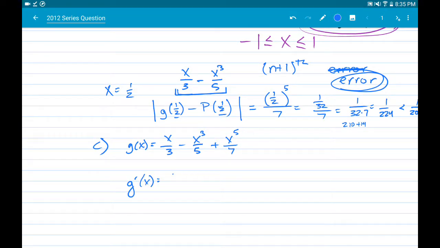is going to be 1/3, just took the derivative of this, minus 3x squared over 5 plus 5x to the 4th over 7 minus... I can't do much to simplify this. In fact, everything's simplified, I think. But it does ask me to write the nth term.